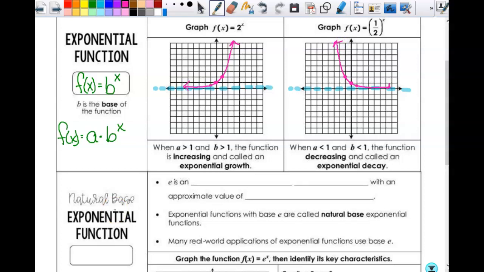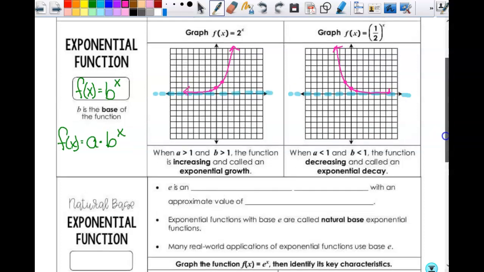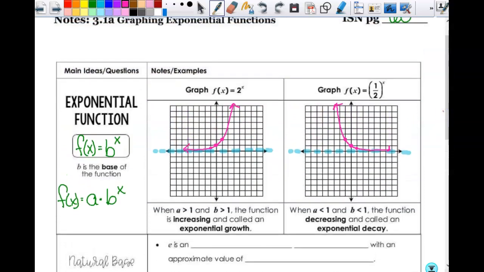How are those two graphs related to each other? They're reflections. A reflection in what? The y-axis. So when you reflect something in y, do you change the sign on x or on y? On x. So look at this. If I have f of x, let's just say I've got 2 to the x power. Hang on. Sorry, brain fart there.